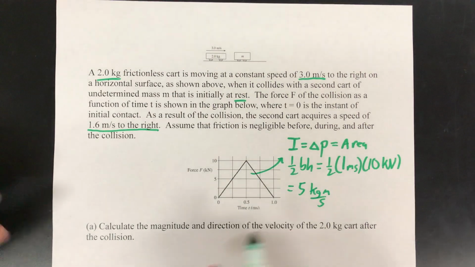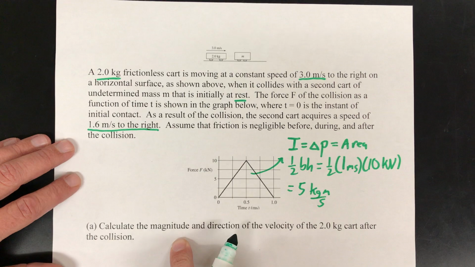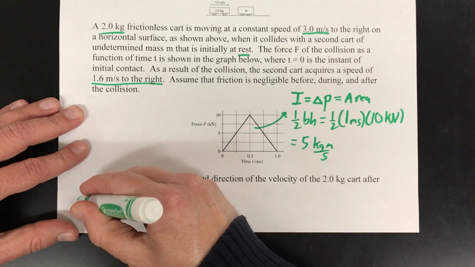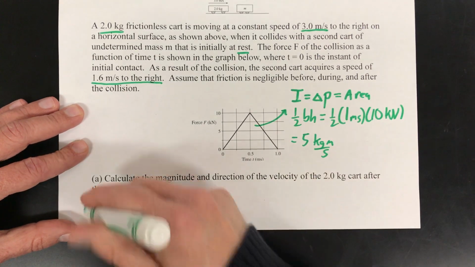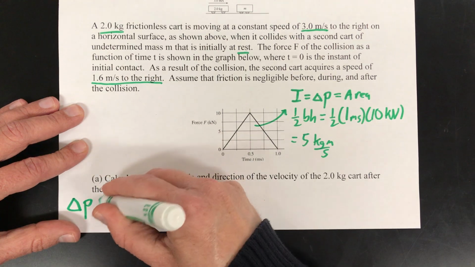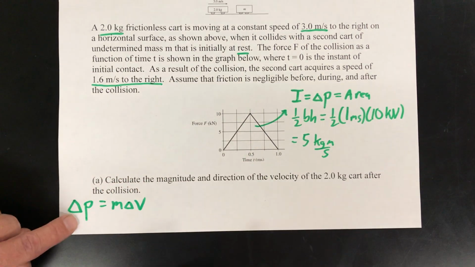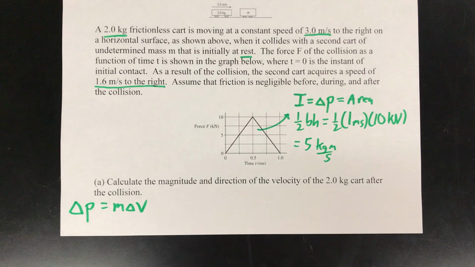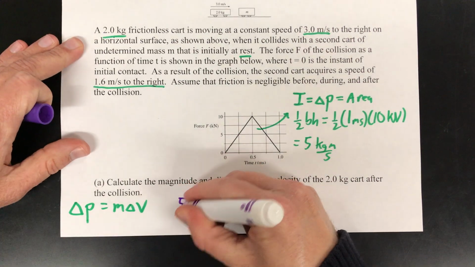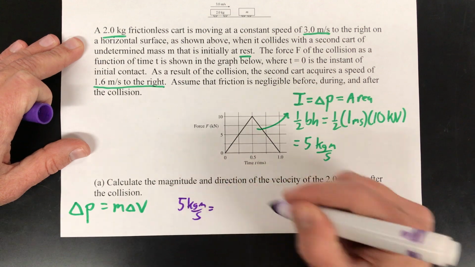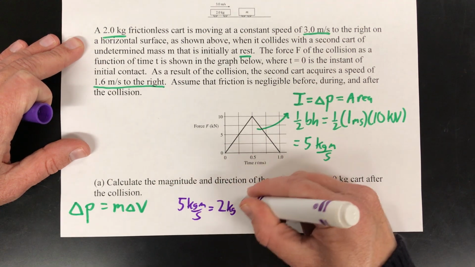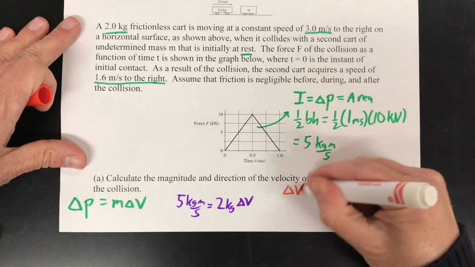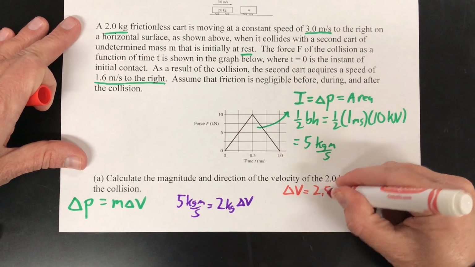All right, so what we're ultimately going to do here is calculate the magnitude and direction of the velocity of the 2 kilogram cart after the collision. So let me scoot this up just a little bit. If we already know the change in momentum, that is also equal to mass times change in velocity. So we know the change in momentum, we know the mass, so we can solve for the change in velocity fairly easily. Change in momentum is 5 kilogram meters per second, and we set that equal to the mass of 2 kilograms times the change in velocity. So we will get a change in velocity of 5 divided by 2, or 2.5 meters per second.